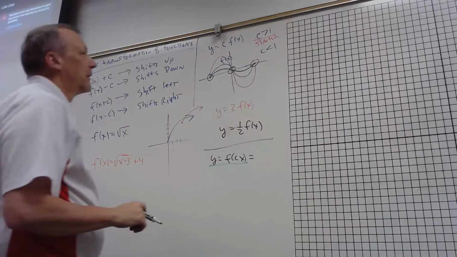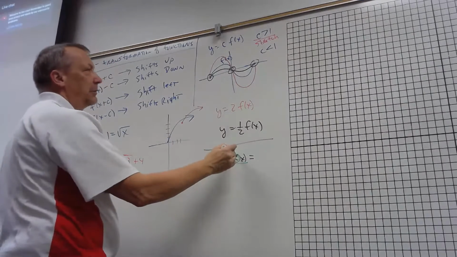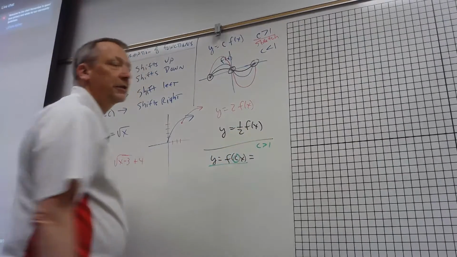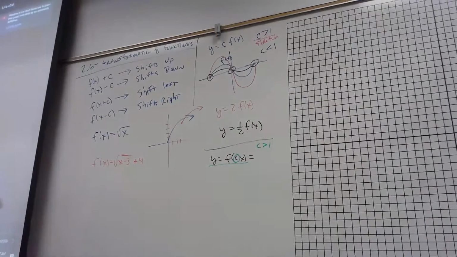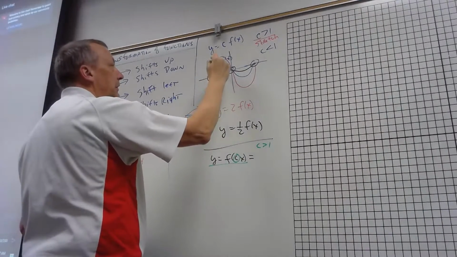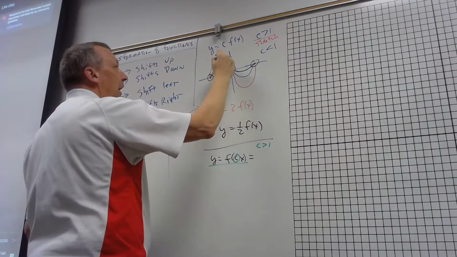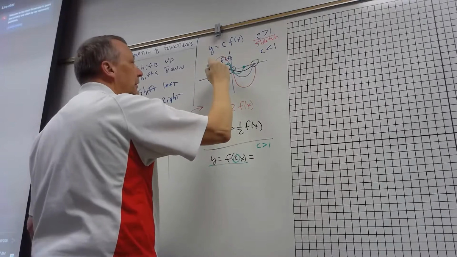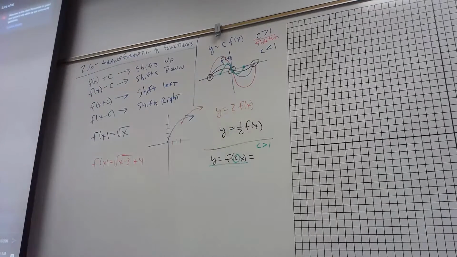Squish it, okay? So when your c is inside the parentheses, and I guess I should specify that c is greater than 1 in this case, now everything is going to be cut in half. So they refer to this as the amplitude. So it's still going to go as high as it did before, but it's going to do it in half the time. Does that make sense?